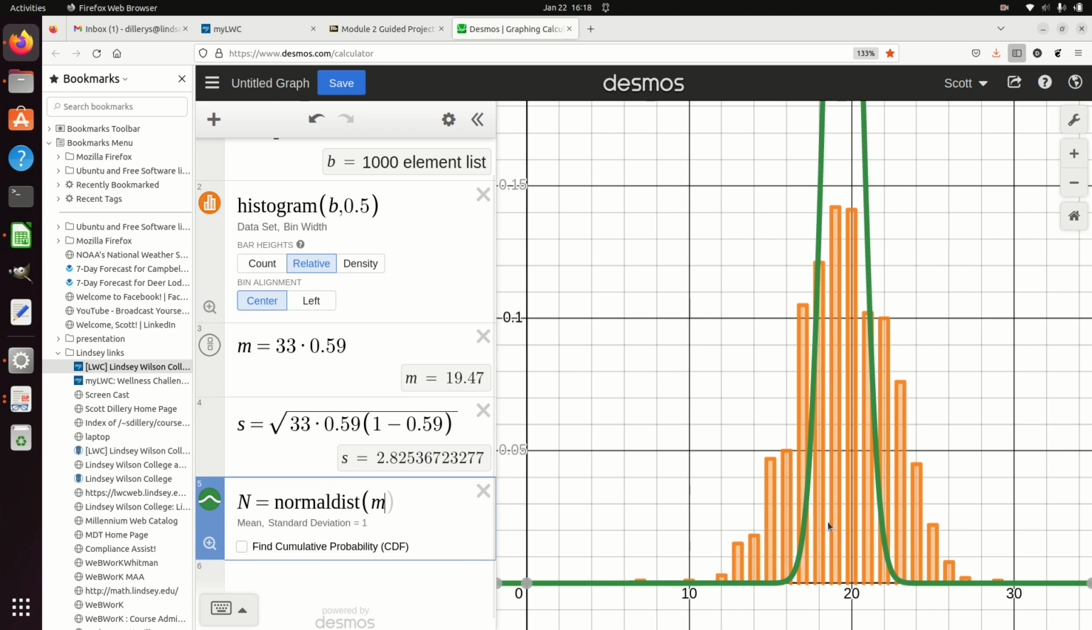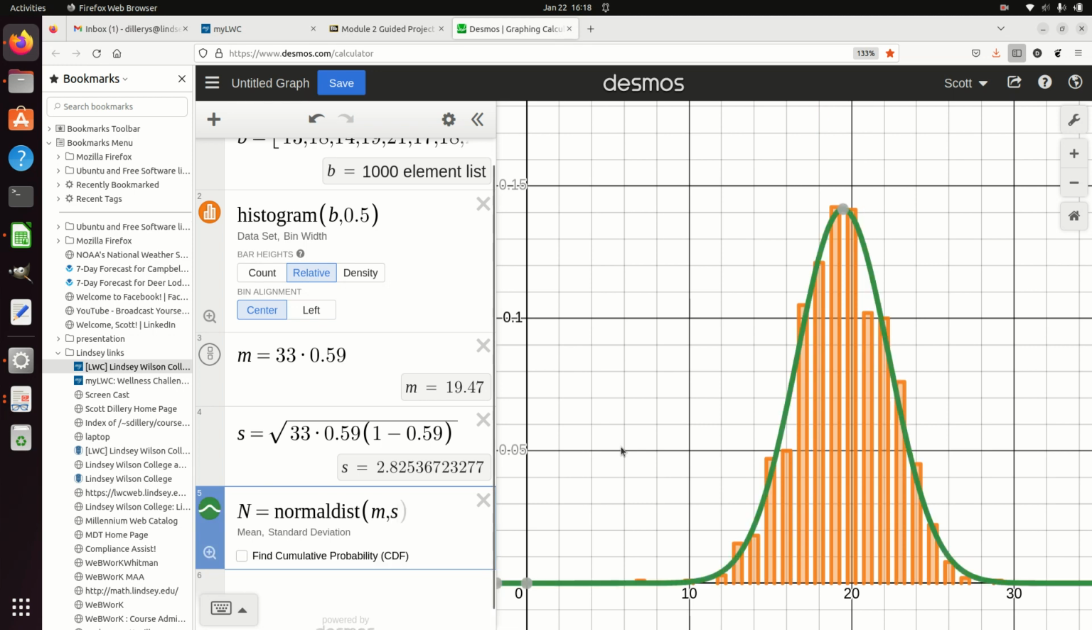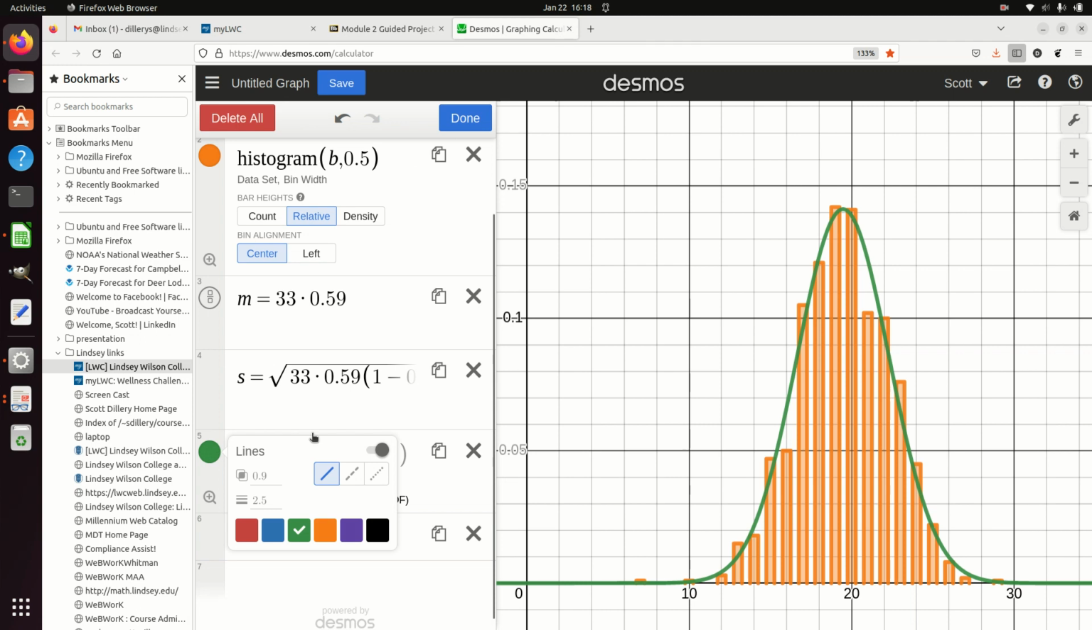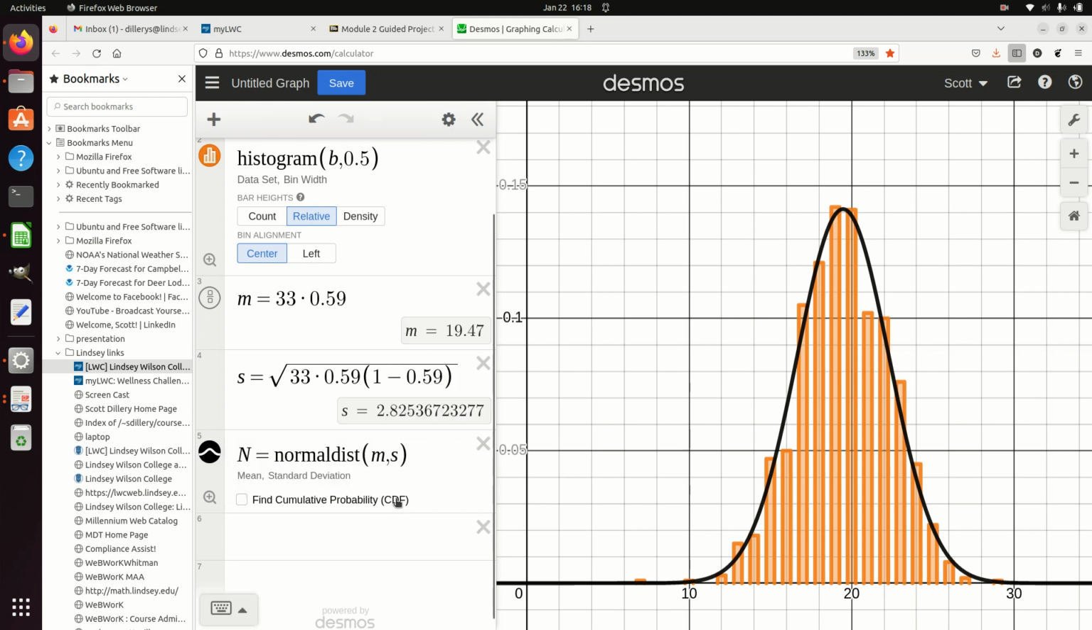Now notice how it jumped right over here and centered itself over my data. And then the standard deviation. And wow, does that look similar? Okay, and so I have that. Don't worry about the cumulative probability yet. We will do that, but not for this part. And so now again, change the color to black. So I'll go with black. I could change other things, but no need to.